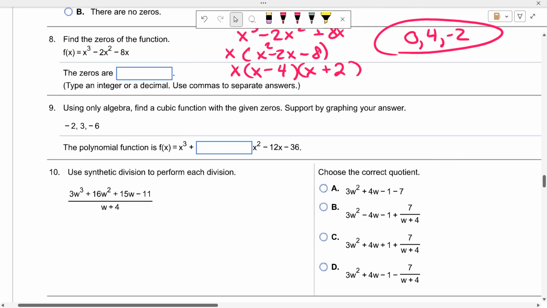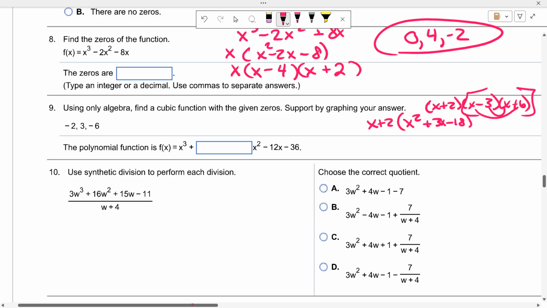How do we write a polynomial function out of this? Well, we take x plus 2 times x minus 3 times x plus 6. I would take the last two and multiply them first. That's generally what I do. So you get x squared. Outers is plus 6x, inners is minus 3x. 6x minus 3x is 3x, minus 18.